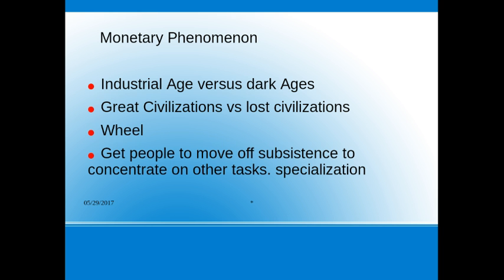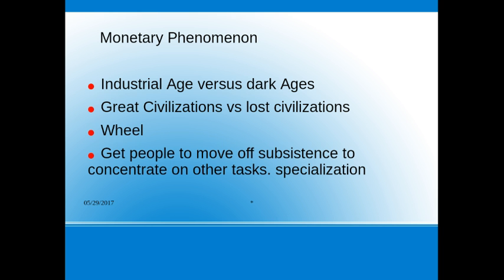The main difference between an industrial age and a dark age is not that man had suddenly grown bigger brains and was able to do stuff that he couldn't do before, but that he now understood money, and he was able to develop it and make it central. The Dark Ages were caused by people reverting back to barter, to gold.